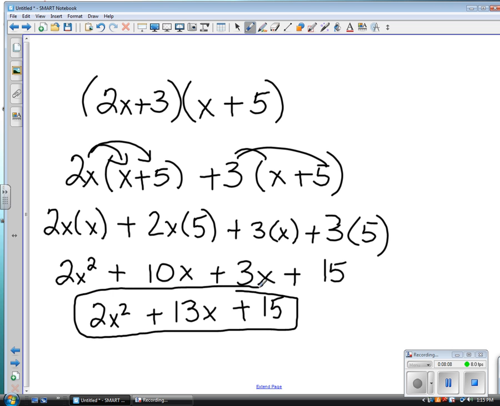So if you're multiplying 2x squared plus 13x, then I would. Yes. If you're multiplying, okay, then yes, you can. But right now I'm adding, so I cannot. I have to stop right there. Okay? Questions?